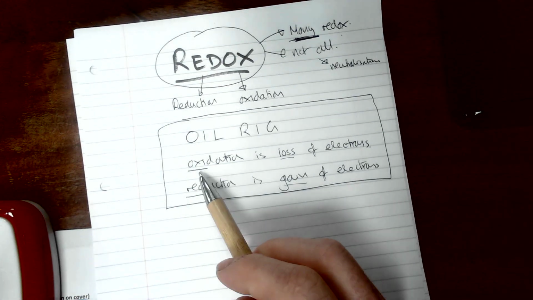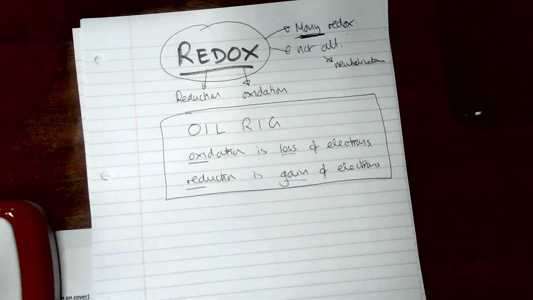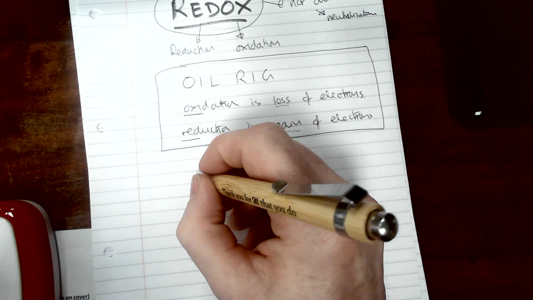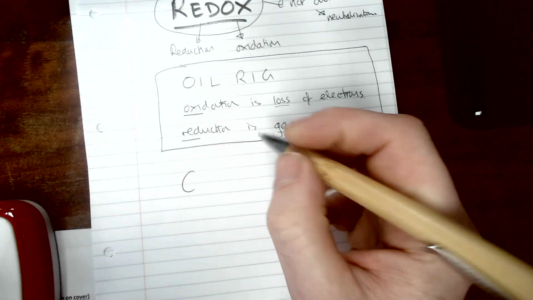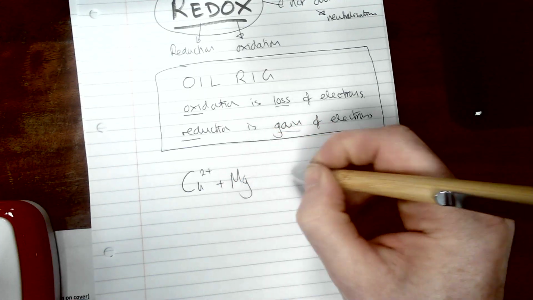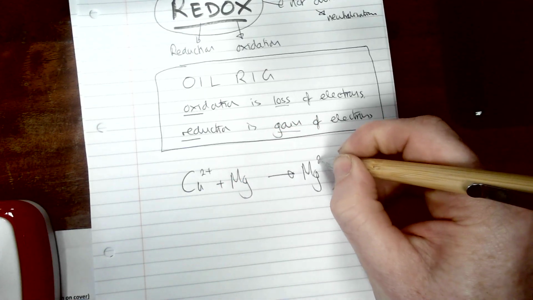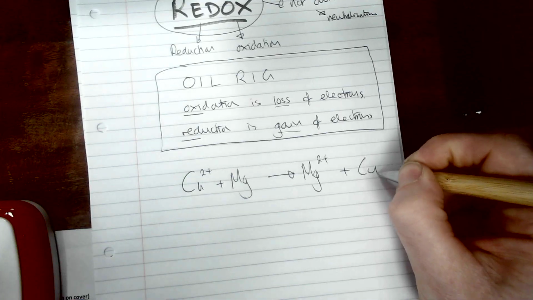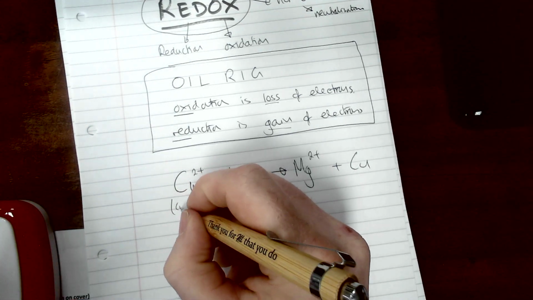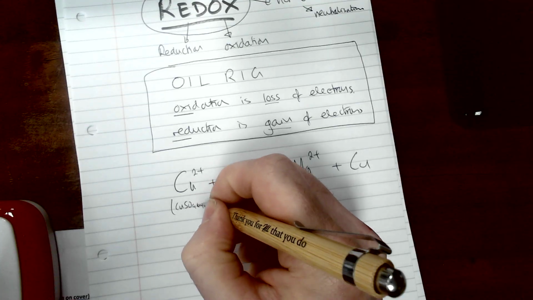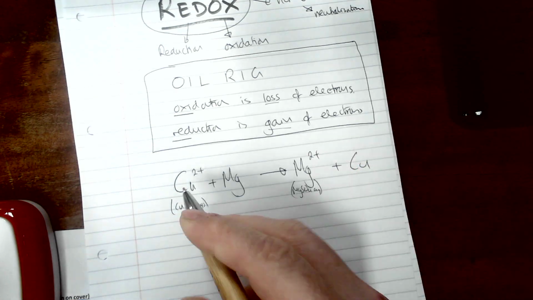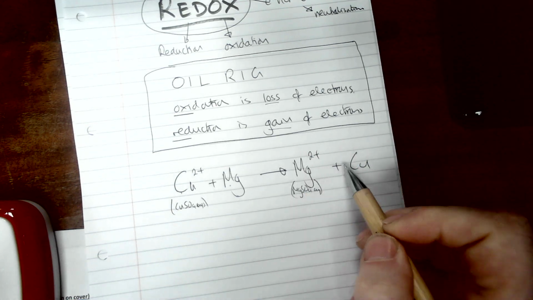So what we need to do then is be able to spot when electrons have been lost or gained. Now, I'm going to give you an example from GCSE. They might tell you that copper 2+ reacts with magnesium to form magnesium 2+ and copper. This is an example of a displacement reaction. For example, this could be copper 2+ in the form of copper sulfate solution, forming magnesium sulfate solution, or whatever. But copper 2+ reacts with magnesium to form magnesium 2+ and copper.